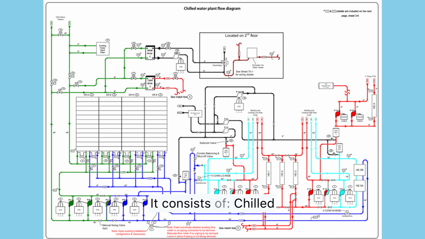It consists of the chilled water, CHW, loop for cooling loads, blue lines in the diagram; the condenser water, CW, loop for heat rejection to the cooling towers, green lines; the hot water loop, HHW, for building heating loads, red lines; and the domestic hot water, DHW, loop via a plate heat exchanger and hot water tank, black lines.